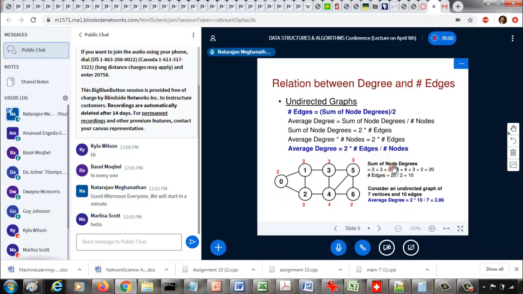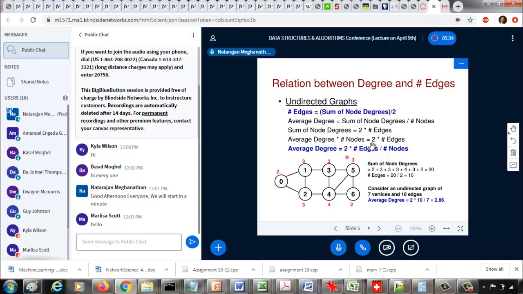If you sum all the node degrees of the vertices in this graph, it's going to be 2 plus 3 plus 3 plus 3 and all these numbers out here. So that sum of node degrees comes out to be 20. And if you divide 20 by the number of vertices, that's going to give the average degree. So you see you have 20 here again in the numerator because it's 2 times the sum of node degrees divided by the number of vertices, number of nodes. So that is 2.86.